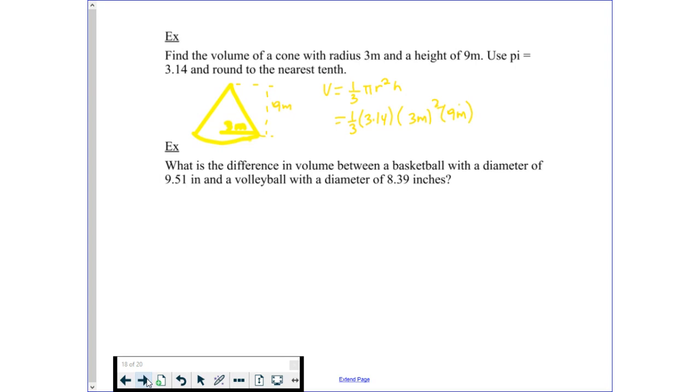So just multiply them. 3 squared is 9. 9 times 9 is 81. 81 times 3. So 3.14 divided by 3 times 9 times 9 gives you 84.78, which is 84.8 meters cubed. So check your answers.